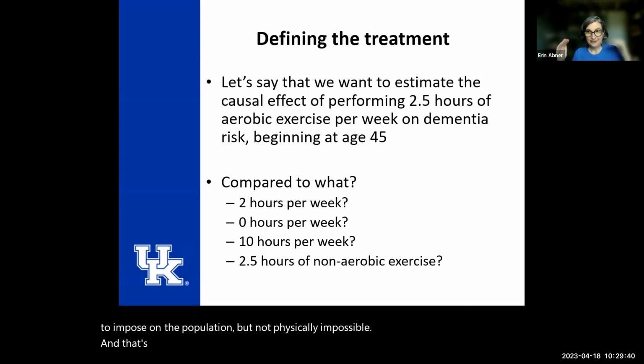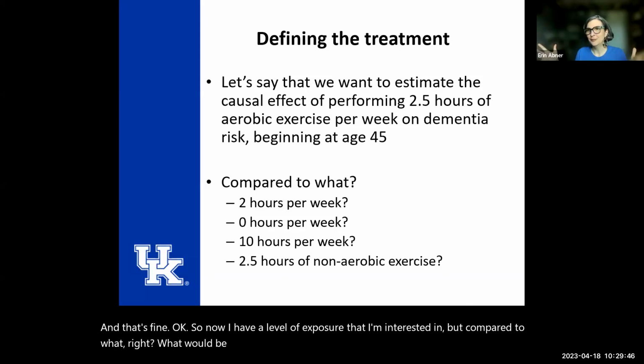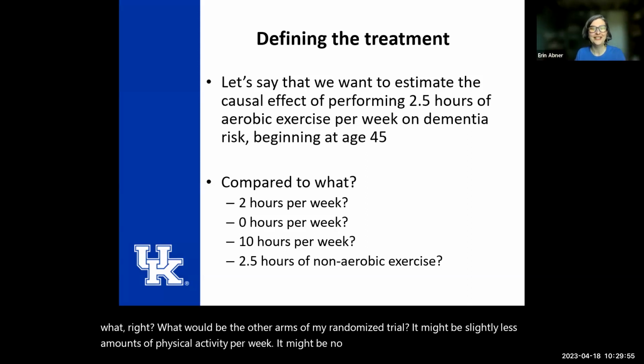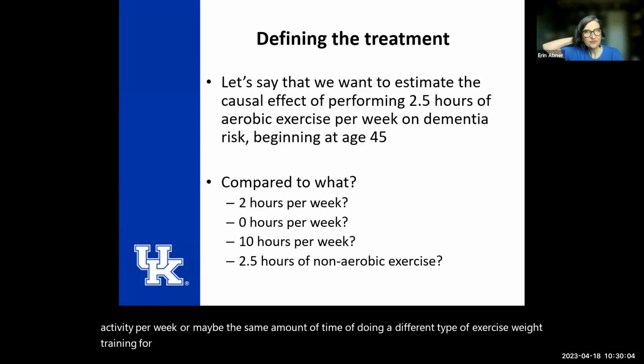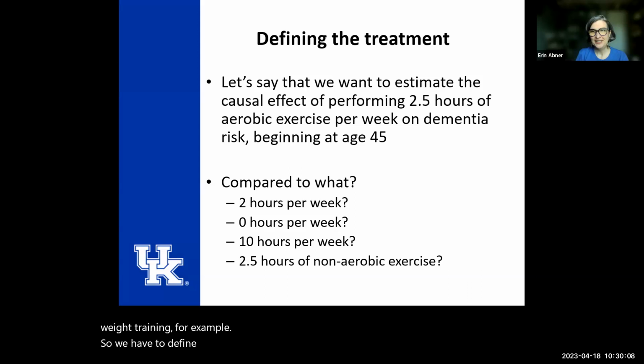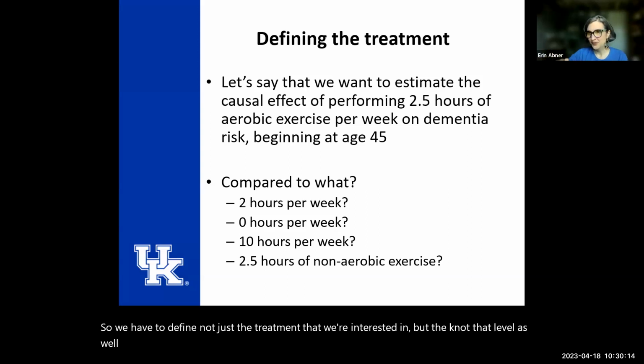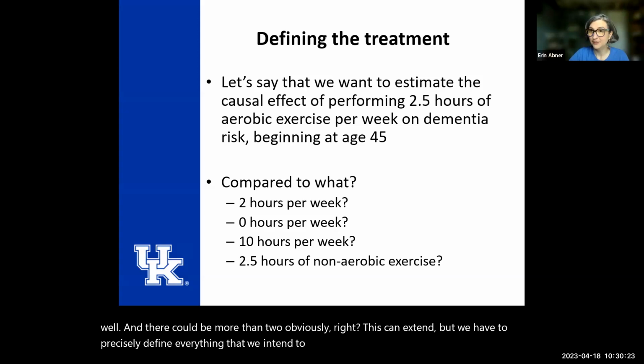And that's fine. Okay, so now I have a level of exposure that I'm interested in, but compared to what? What would be the other arms of my randomized trial? It might be slightly less physical activity per week. It might be no activity per week. A lot of physical activity per week, or maybe the same amount of time doing a different type of exercise, weight training, for example. So we have to define not just the treatment that we're interested in, but the comparison level as well. And there could be more than two, obviously. This can extend, but we have to precisely define everything that we intend to evaluate as a level of treatment.